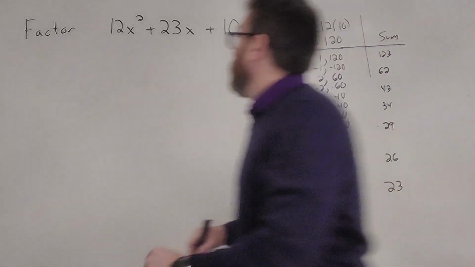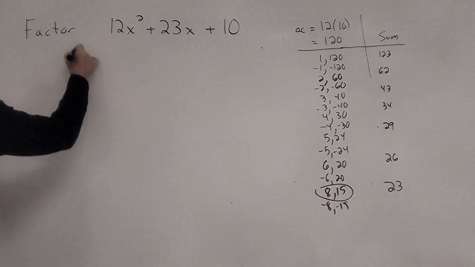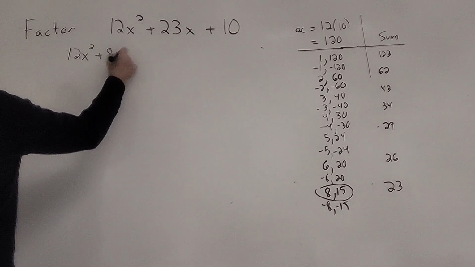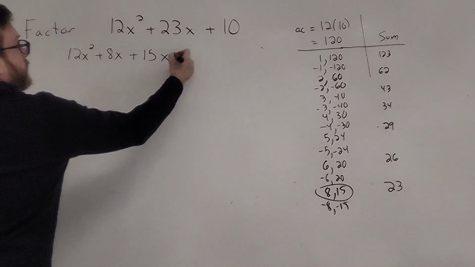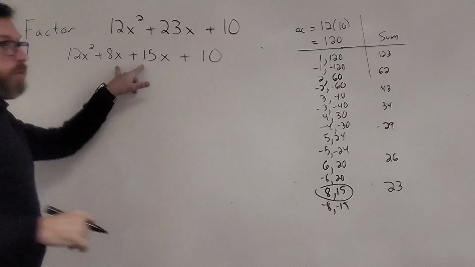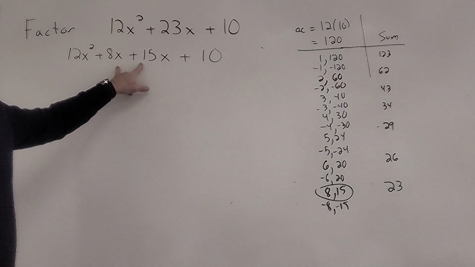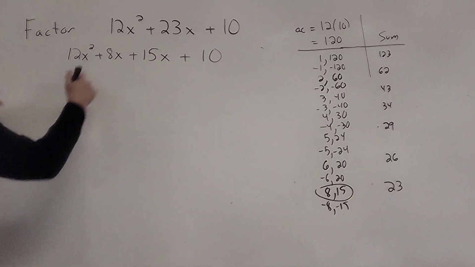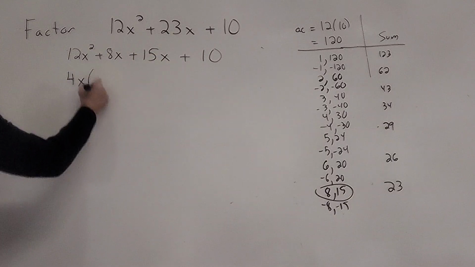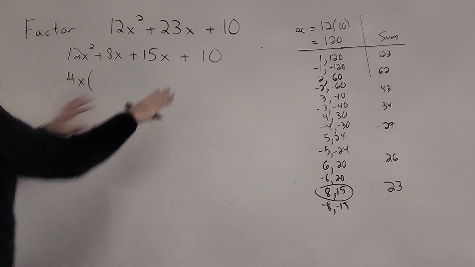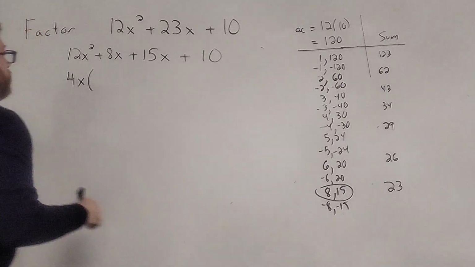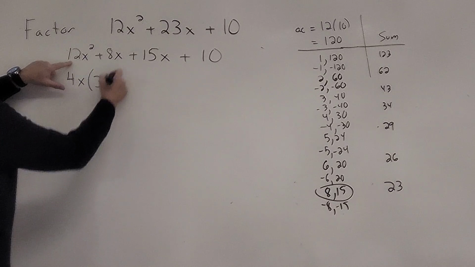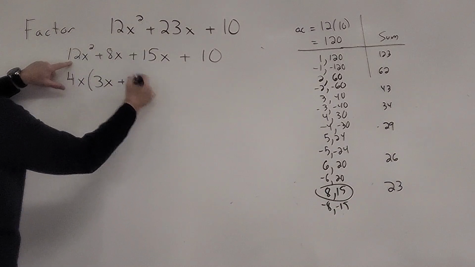So rewriting this, 23x is going to be 12x squared plus 8x plus 15x plus 10. Again, the order doesn't matter if it's the 15 first and the 8 second. It'll still work out. So these share a 4x, the greatest common factor between the first two, and then I just make the other two have that same binomial. So this divided by 4 is going to be 3x plus 2.